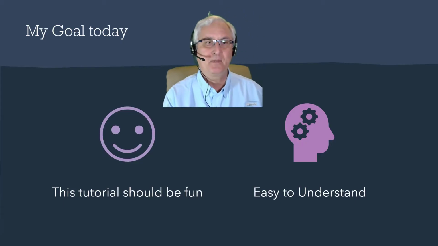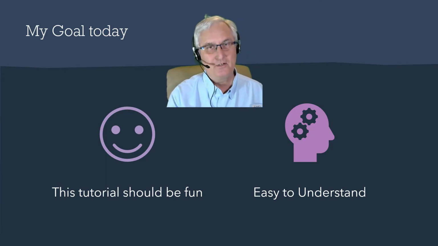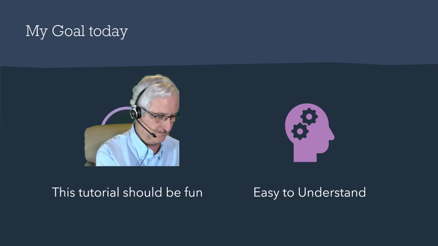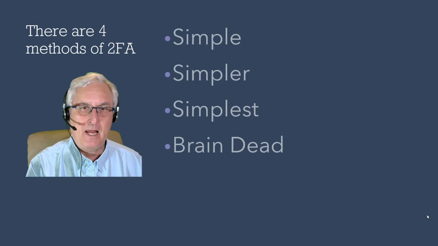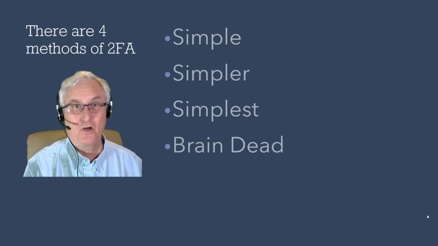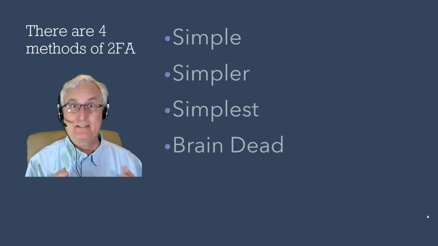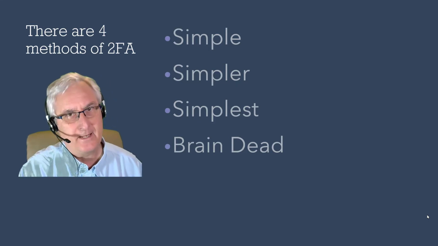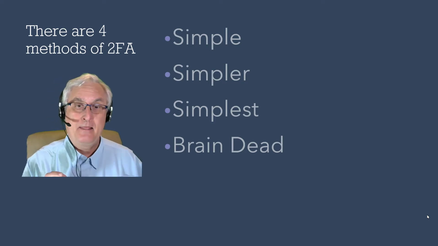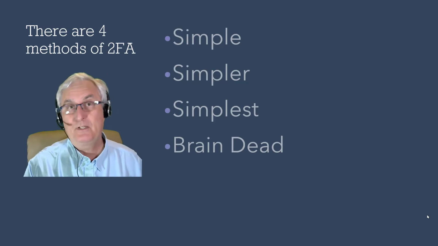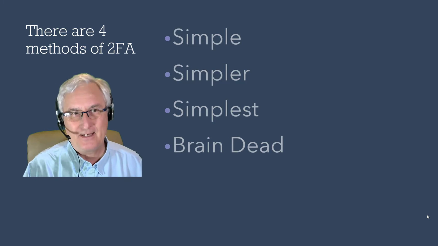My goal today is that this tutorial should be fun and it should be easy to understand. Now there are 4 methods of two-factor authentication, and I've tried to make it very simple, so I've called them simple, simpler, simplest, and then there's brain dead, where it's so simple you don't have to do anything. That is going to be available at the end of the video, so please watch the whole video and you'll find out what the easiest way of two-factor authentication is.